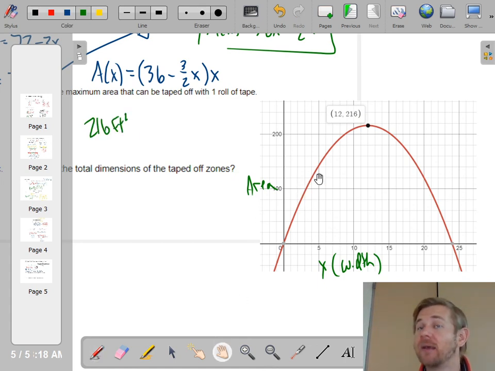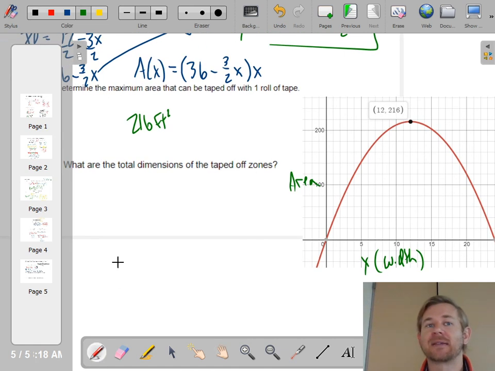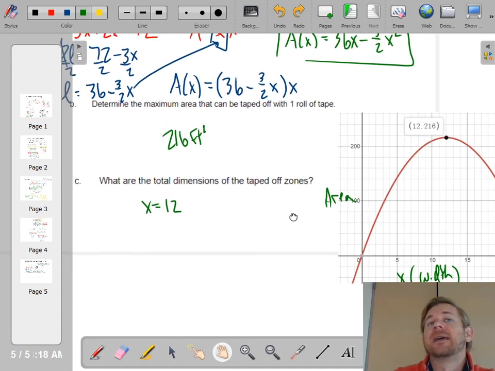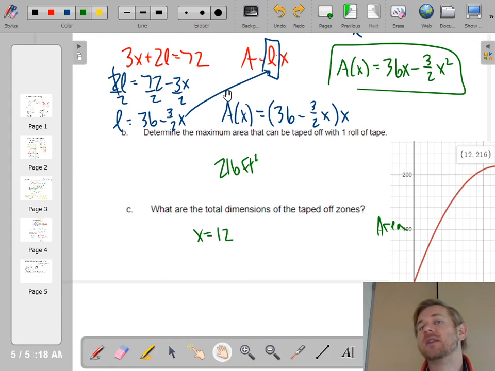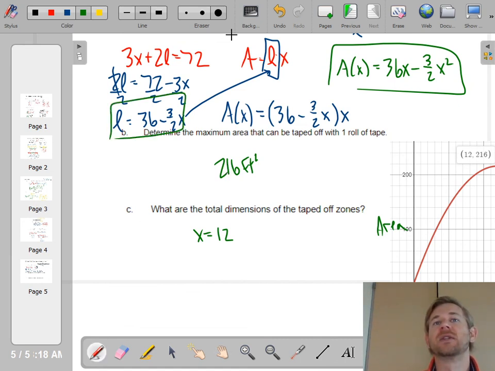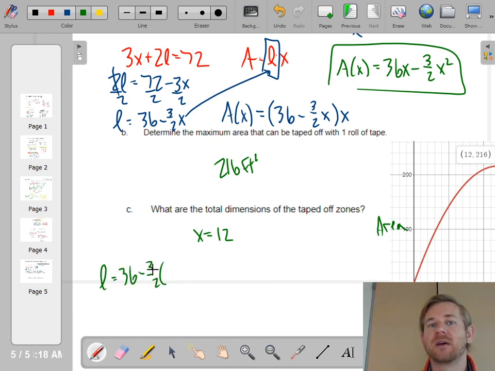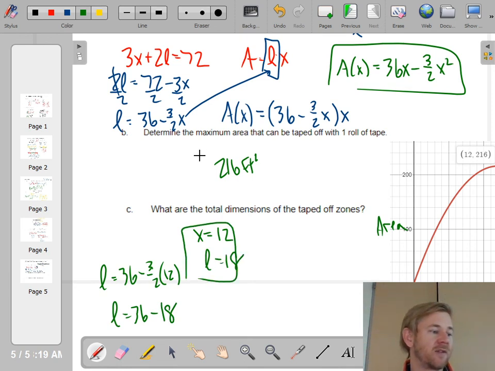How would you do that? Well, you would set the width equal to x, or I'm sorry, 12. x is 12 when that's your ideal area. So how do you get the length? Well, you can do it a couple ways. You can divide 216 divided by 12, or you can use this equation. So L equals 36 minus 3 halves of 12. So L equals 36 minus 12 divided by 2 is 6. 3 times 6 is 18. So L equals 18. So x is 12, L is 18.